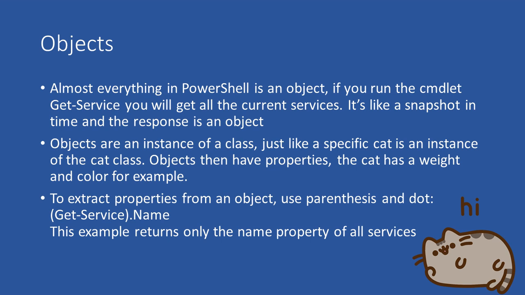We can thus get properties from our object that Get-Service returned to us. Put Get-Service in parentheses and follow up with a dot to add which attribute you want to extract. You can, for example, put .Name, and it will only return the name properties of all services.